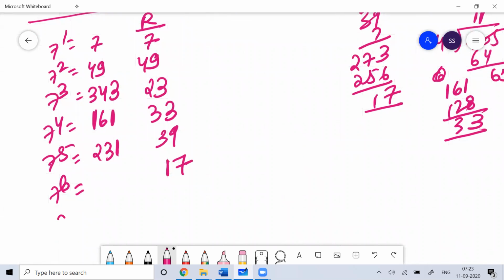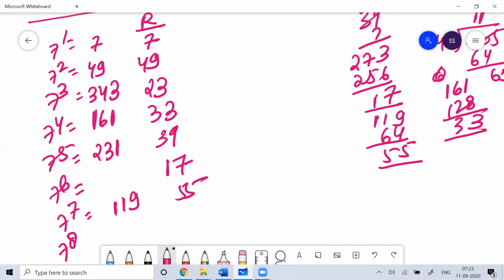Okay, then 7 to the power 7. So 17 sevens are 119. 119 means 64 twos is 128, which is bigger, so 64 ones. So 119 minus 64, this would be 55.